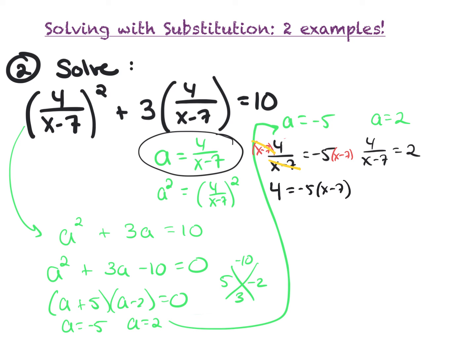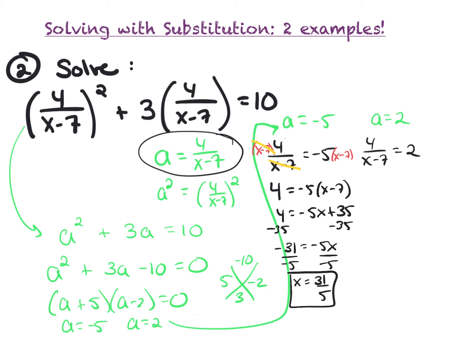Much nicer. Now I can solve for x pretty easily, distributing the negative 5 through, so 4 equals negative 5x plus 35. Moving the 35 over to get x by itself, so subtracting 35 from both sides. So we have negative 31 equals negative 5x, and when we divide by negative 5, we have x equals positive 31/5 for our first answer.